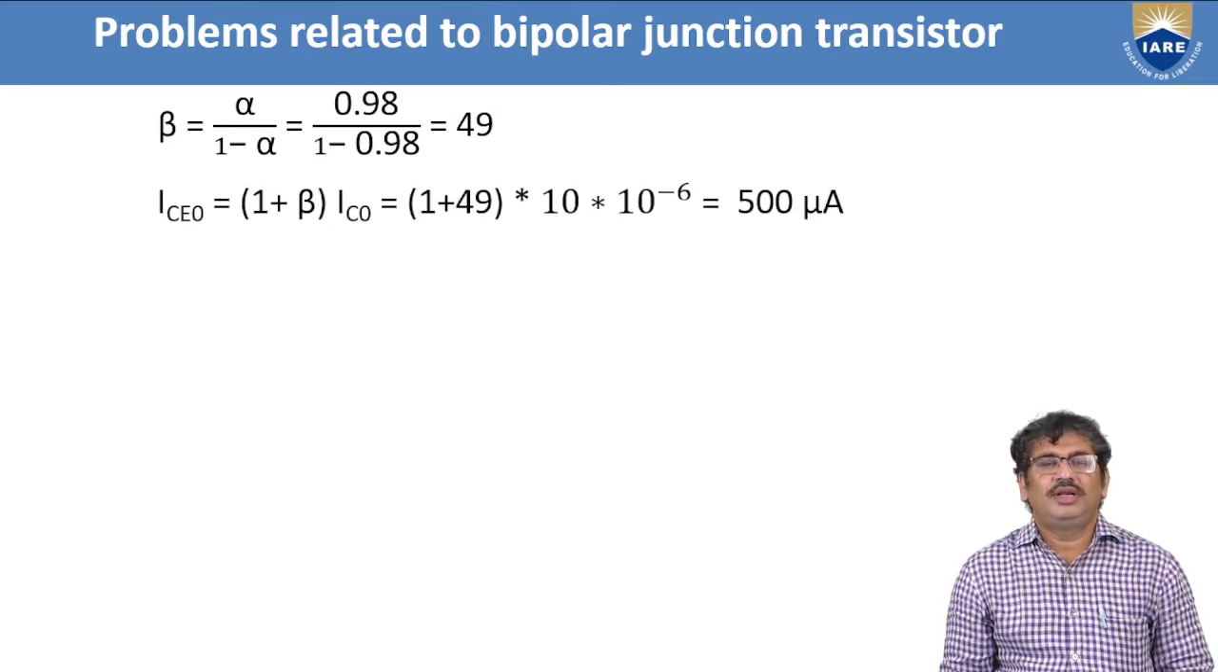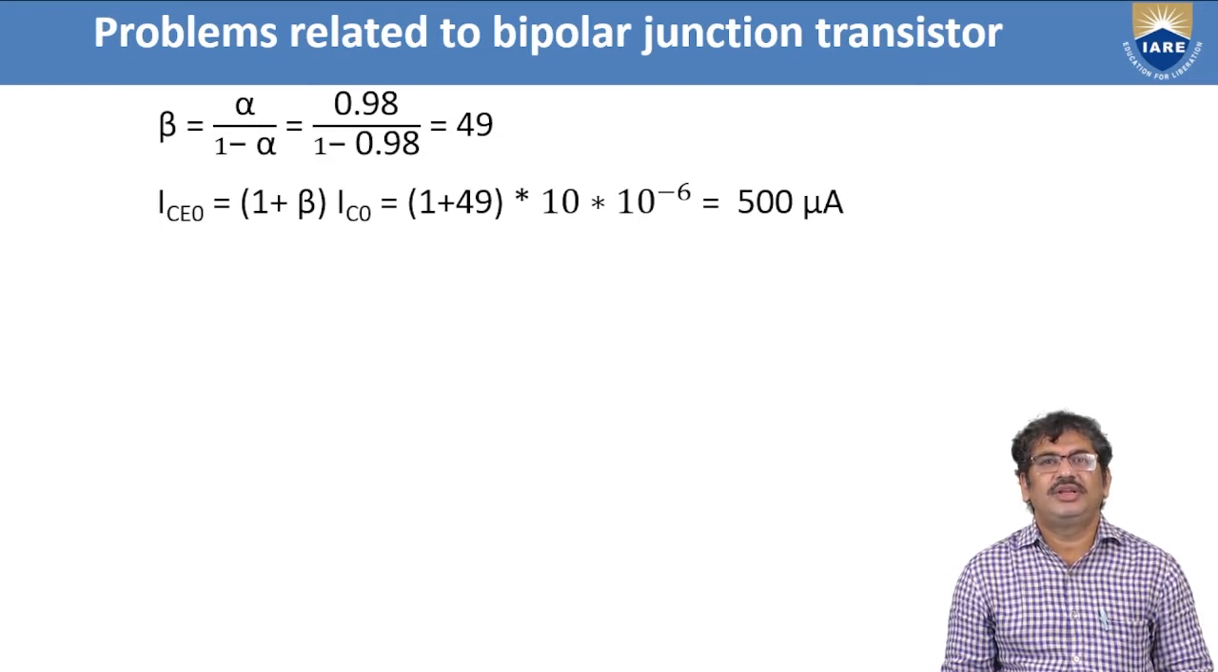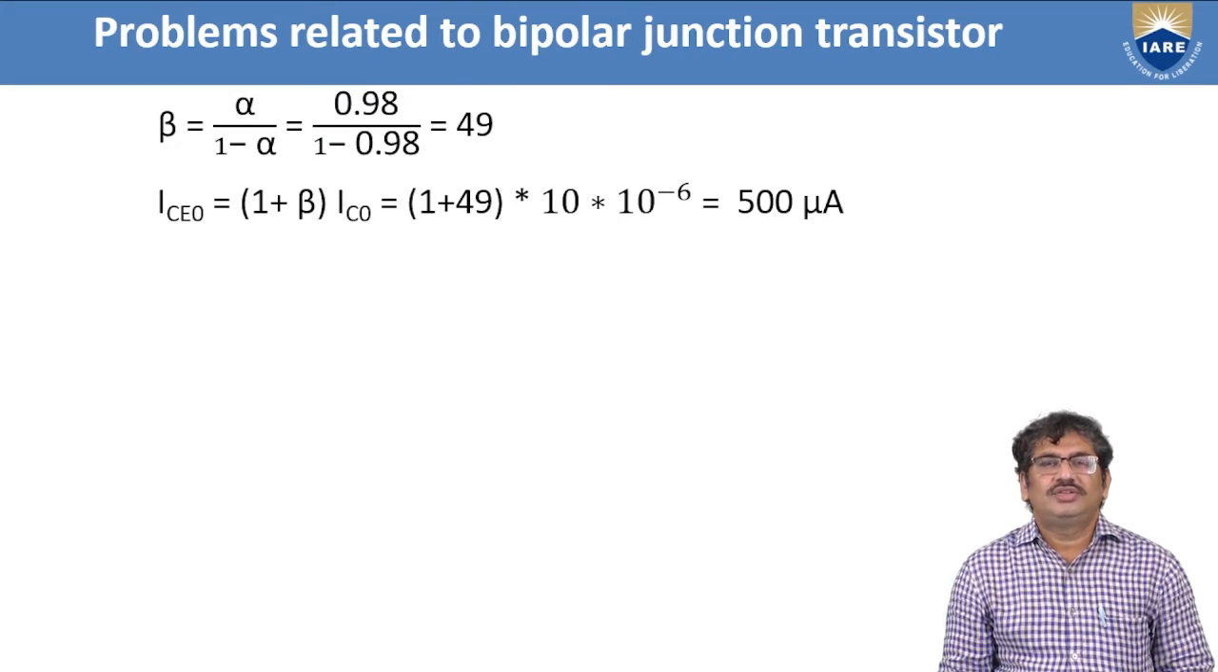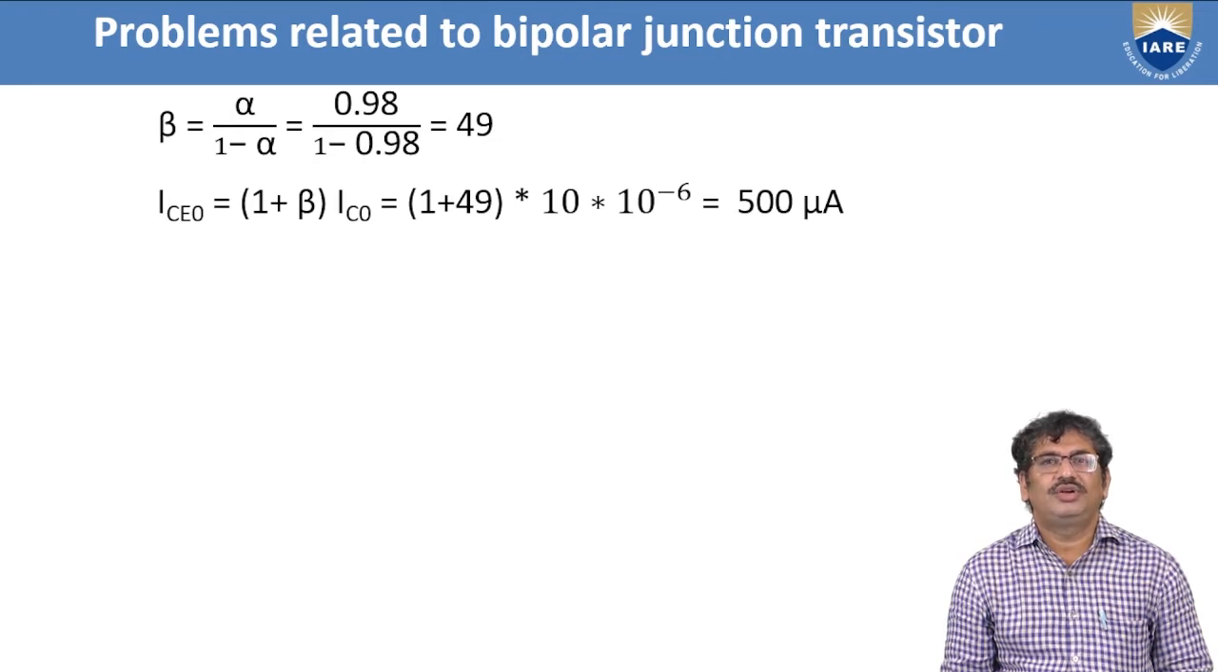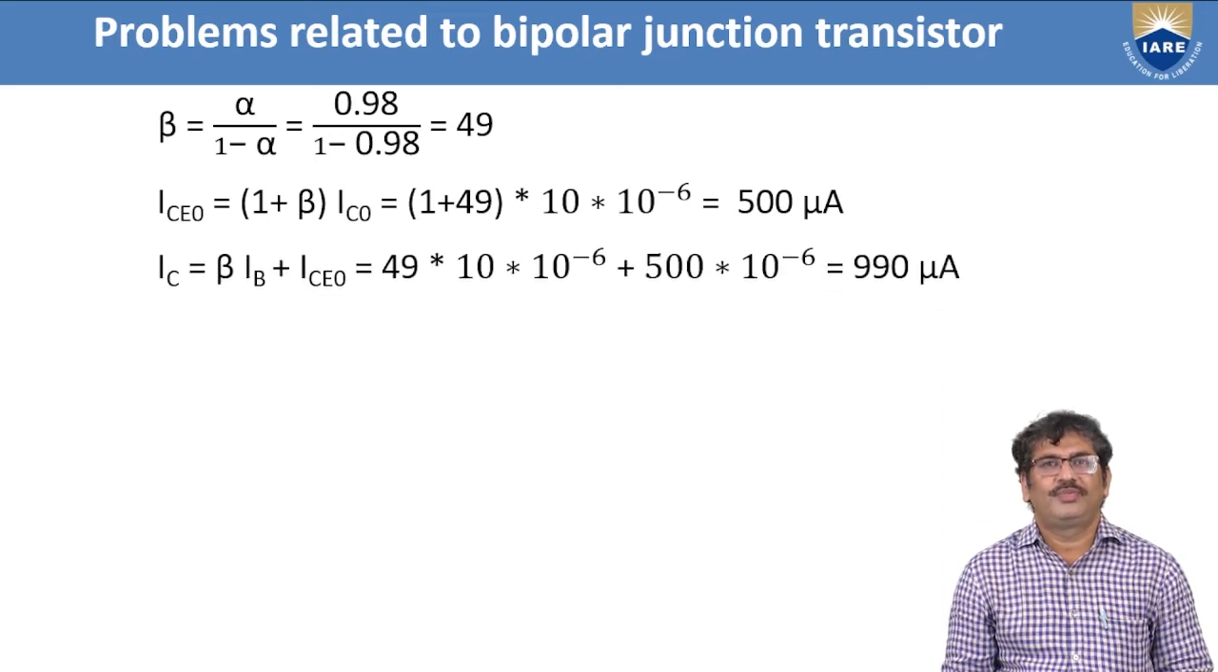Once we got beta, then we can estimate ICEO as 1 plus beta into ICBO. This is the relation between the reverse saturation current in common emitter configuration and the reverse saturation current in common base configuration. That is ICEO is equivalent to 1 plus beta times ICBO, which, by substituting beta and ICBO, we can estimate ICEO as 1 plus 49 into 10 into 10 power minus 6, which will give us 500 microamperes.